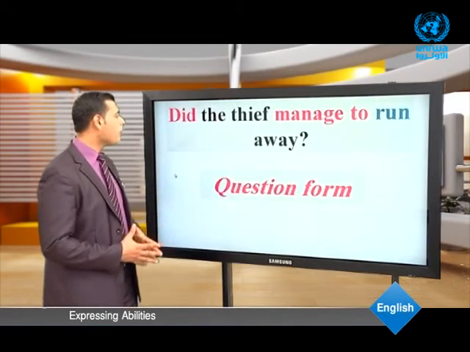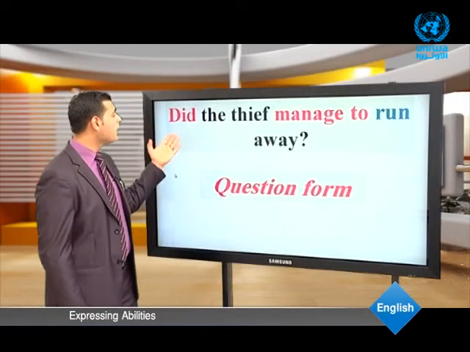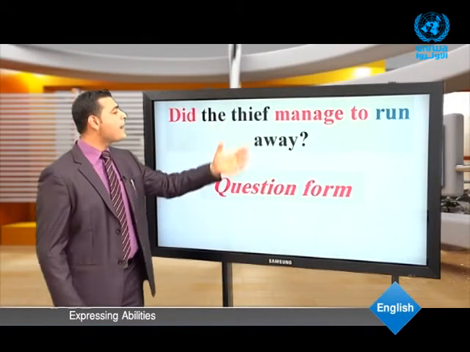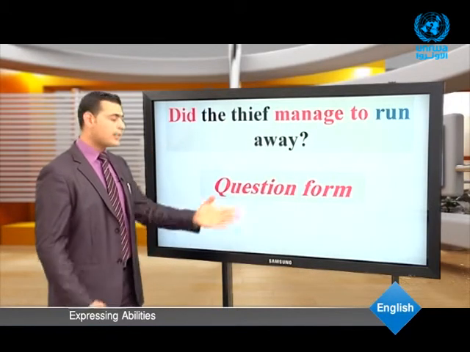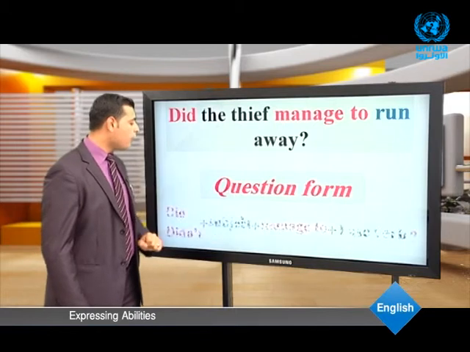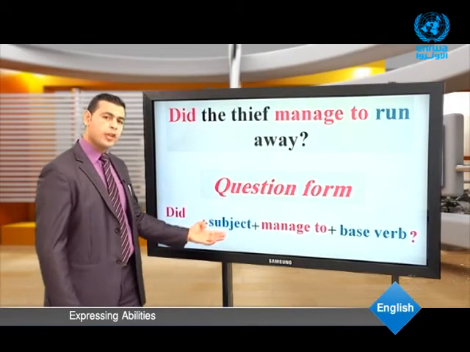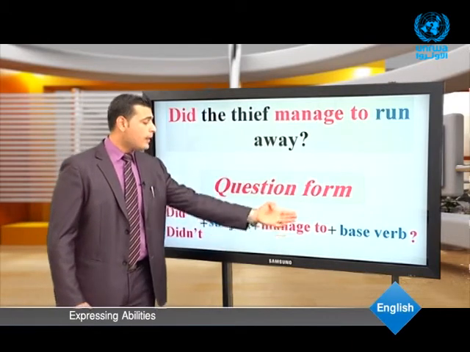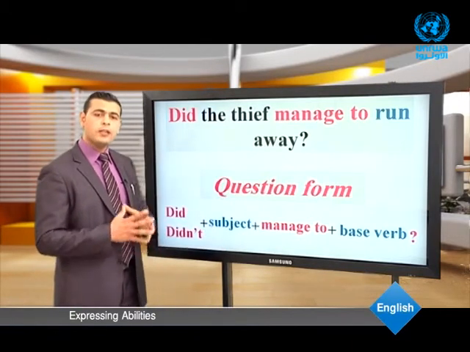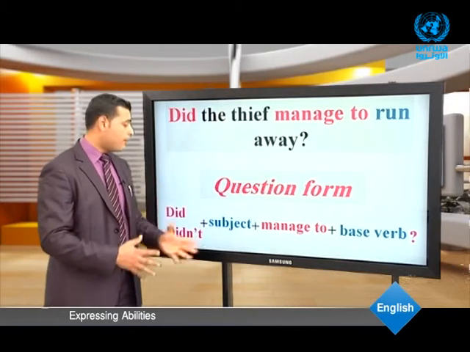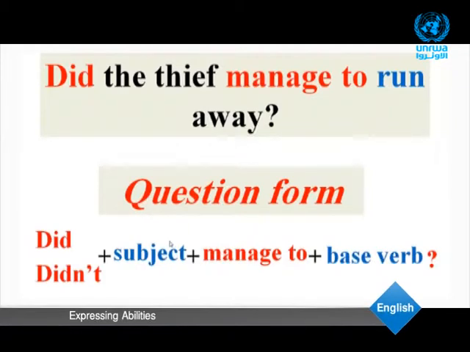What about the question form? In the question form we have, did the thief manage to run away? This is the question form. So in the question form, we start the question with did or didn't, plus the subject, plus manage to, plus the base verb. Here, dear students, after we start our question with did or didn't, the verb manage to should be in the base form.